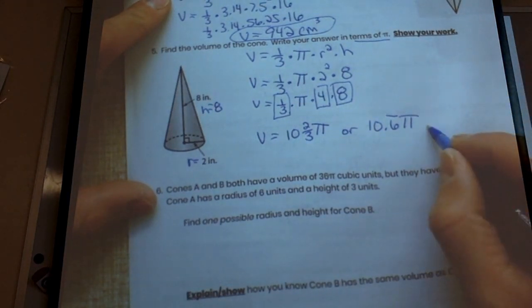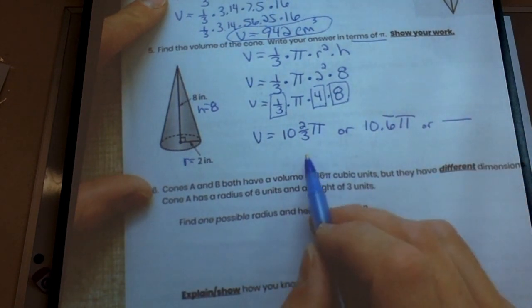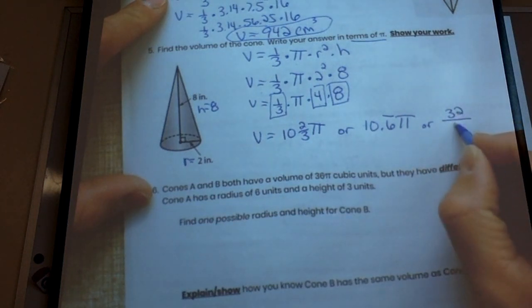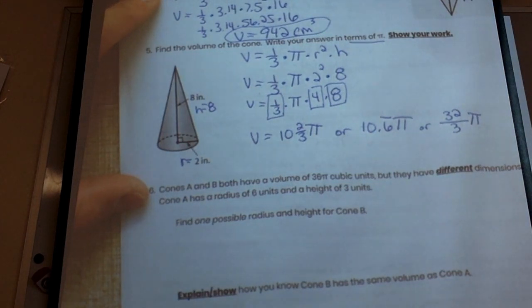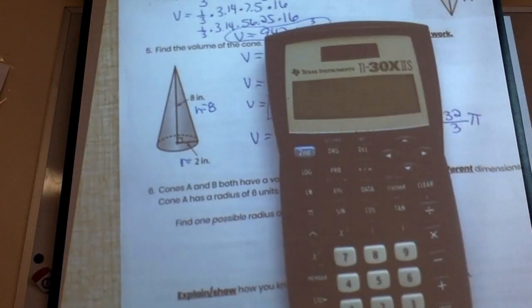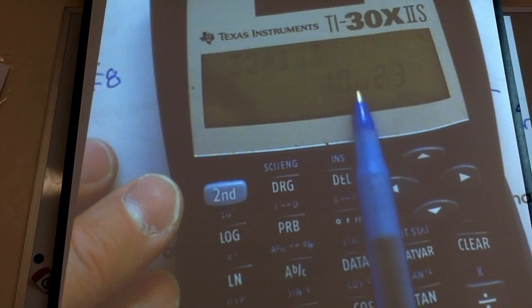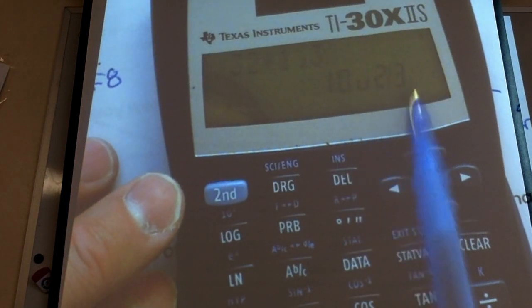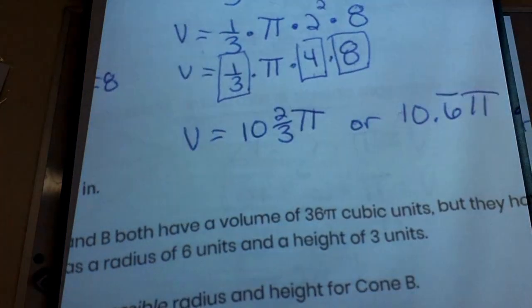Or maybe you have it as an improper fraction. It could be 32 over 3 pi. So any of these 3 answers will work. The easiest one, the most popular one, just uses 10 2/3. And how that would look on a calculator, it's 10, there's this little, like half a U, and 2/3. That's how it would look on this type of calculator. Okay, zoom out.